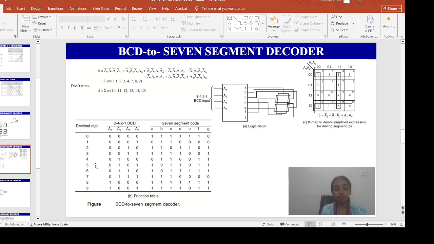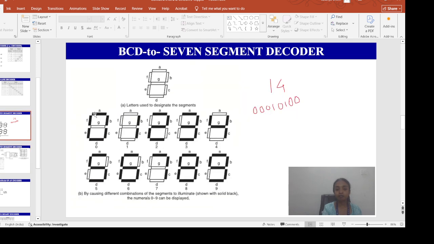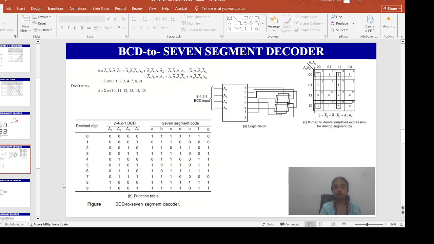This is my decimal number 0 to 9, and this is the corresponding binary number. Why have I written the decimal numbers 0 to 9? Because starting from 0 to 9, all the digits 0, 1, 2, 3, 4, 5, 6, 7, 8, 9, I want to glow. So that is why you have to write the decimal numbers here, and the corresponding 4-bit binary numbers. Now it is called an 8421 BCD code.